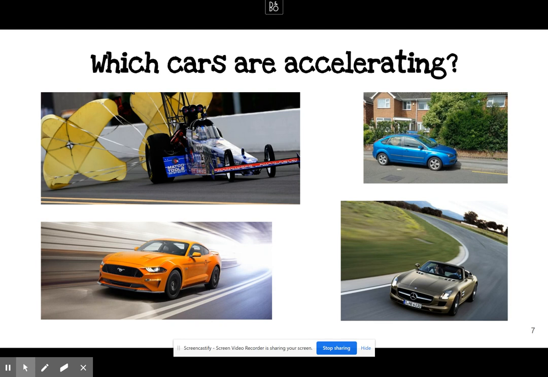Now let's look at these 4 pictures of these cars here. I want you to take a moment and think about which of these cars are accelerating. So the car on the top left here is accelerating. They're slowing down. They have their chutes out for drag racing there. And then our car here is just parked, so it's not accelerating. Bottom left, they're accelerating, and there's that change in direction as they came around that corner there. And then this car here, that change in direction, so they are accelerating as well.